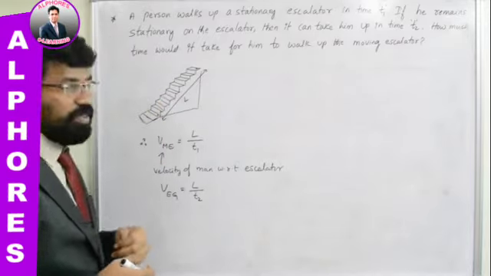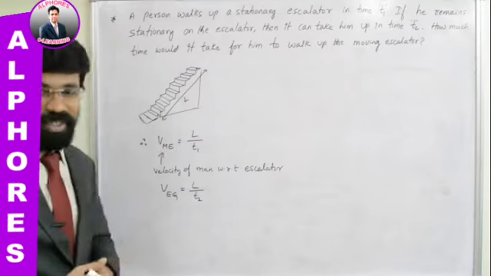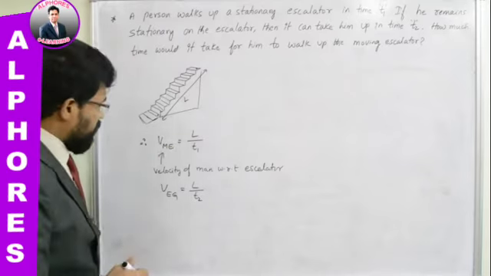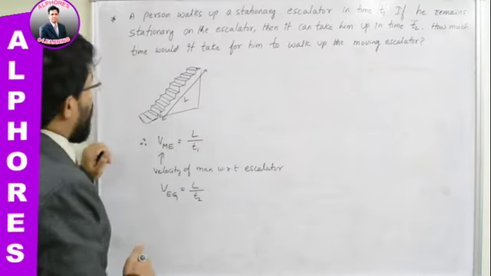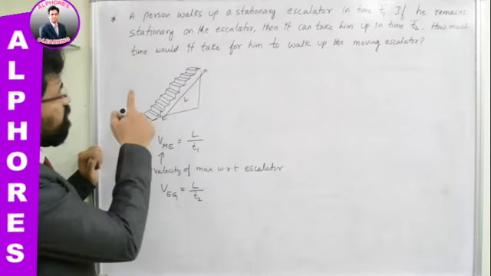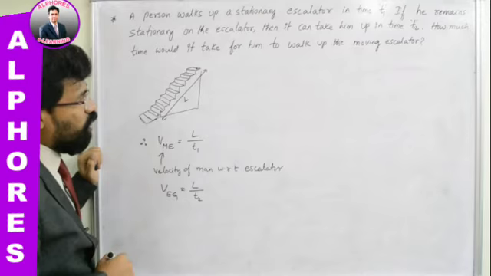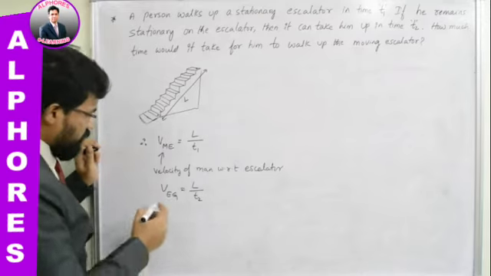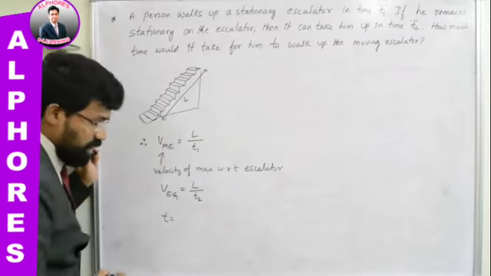He will reach this position very quickly. We know that. Okay. So let us say I'll take that time as t. How much time would it take for him to walk up the moving escalator? I will take that time as t. And how can that time t be expressed?